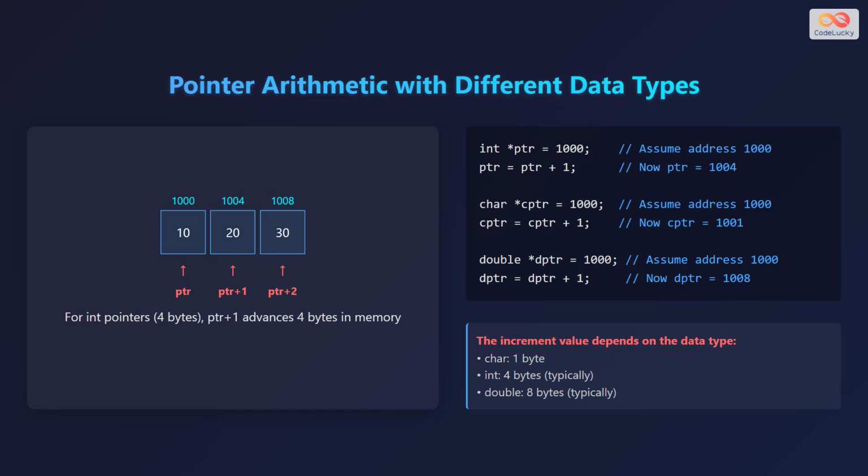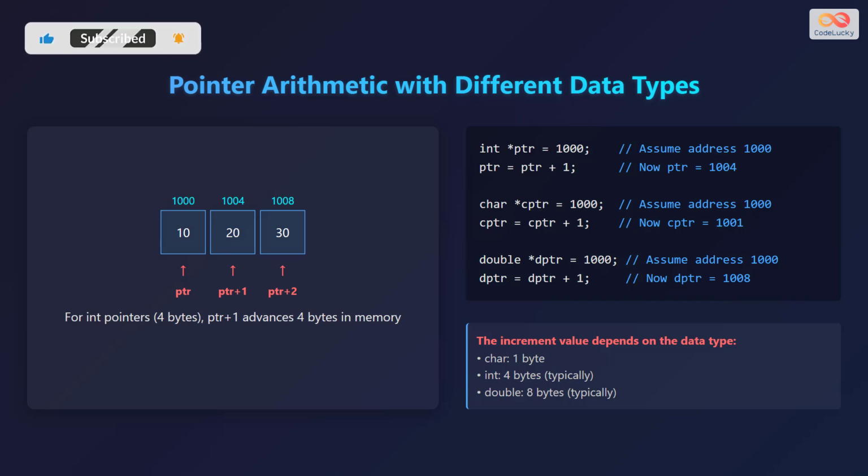Let's delve deeper into how pointer arithmetic varies with different data types. Consider an integer pointer ptr, initialized to memory address 1000. If we increment ptr by 1, it will point to address 1004, as integers typically occupy 4 bytes. Now, if we have a character pointer cptr, also starting at address 1000, incrementing cptr by 1 moves it to address 1001 because a character occupies only 1 byte. Lastly, for a double pointer dptr initialized to 1000, incrementing it by 1 advances it to address 1008, since doubles generally require 8 bytes in memory.